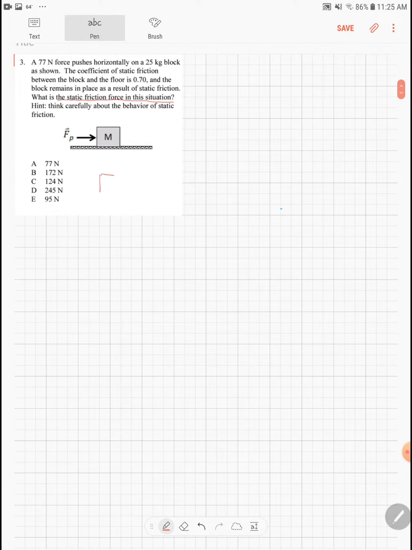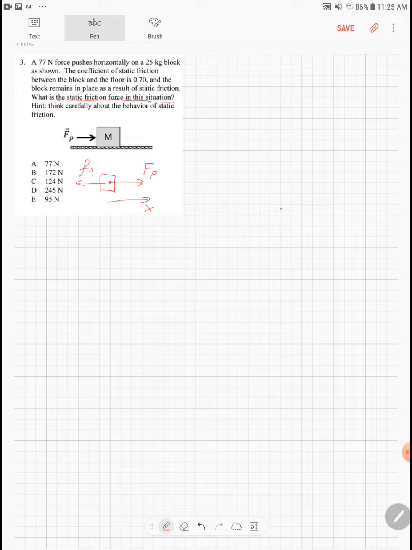So we have the block, there is a force of the push, and there is the force of the static friction. Okay, I'm only drawing the forces in the x direction because this is what is relevant in this situation. And where is my x direction? Here we go. This is my x-axis.